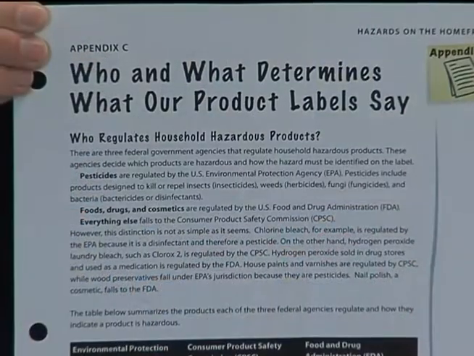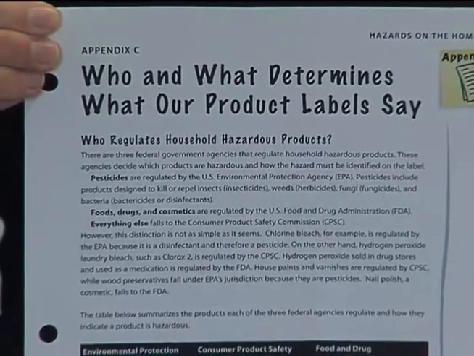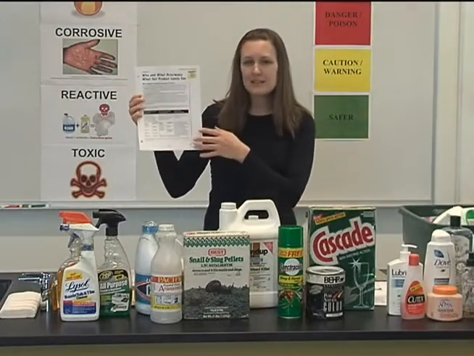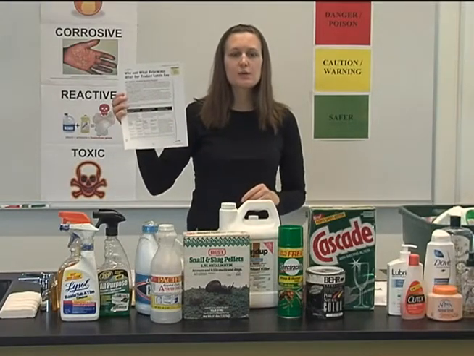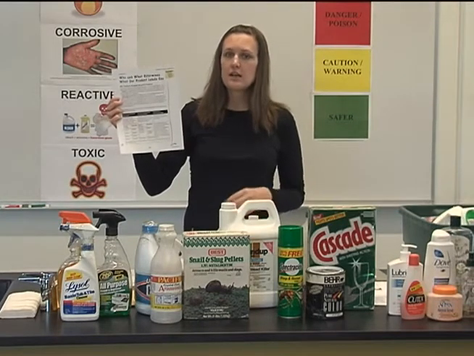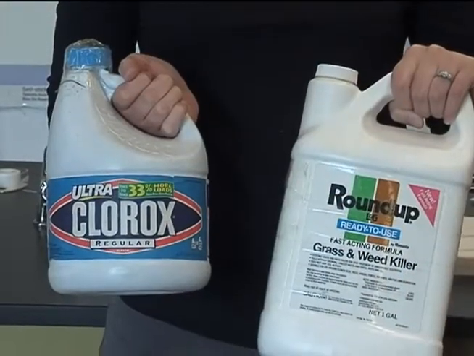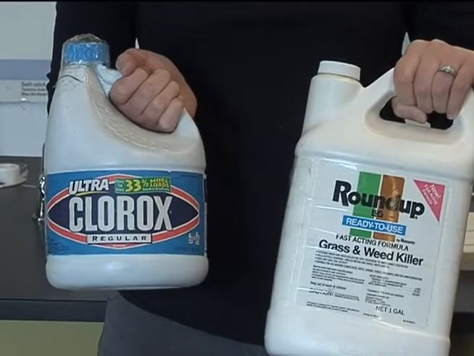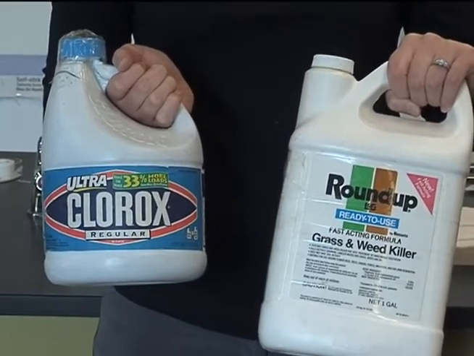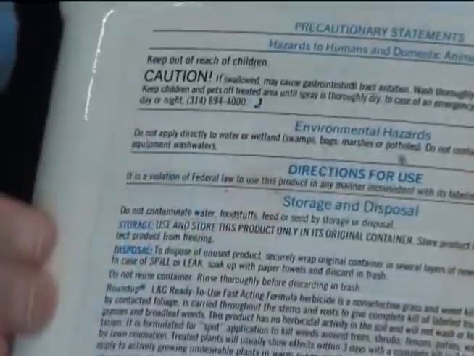Review the background information provided in Appendix C, titled Who and What Determines What Our Product Labels Say. While the information may be too complex to convey in detail to students, explain to them that products are regulated by one of 3 different agencies, each with its different requirements. The U.S. Environmental Protection Agency, or EPA, regulates pesticides, a category that also includes herbicides and fungicides. You can see that pesticide labels have a significant amount of information.